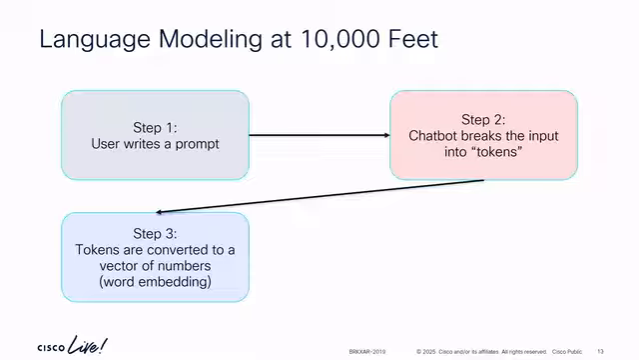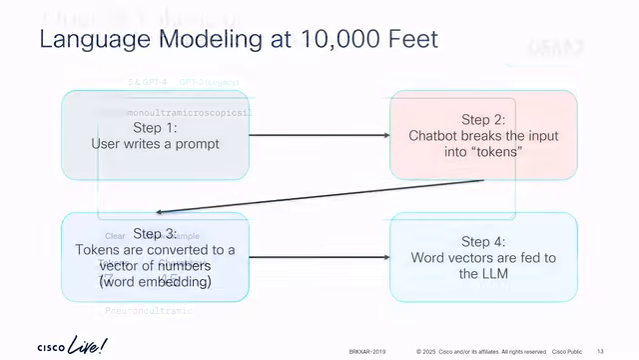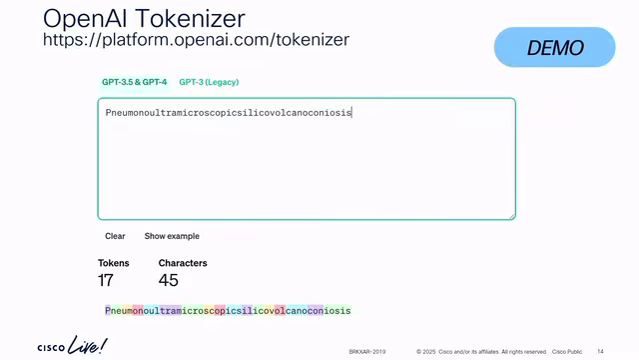Once you have your numbers, it then passes it into the large language model like ChatGPT, and it can start to generate some content for you. So let's take this one step at a time so you can sort of intuitively see what's going on. Now, the first step I said is you take a word and you convert it into tokens.